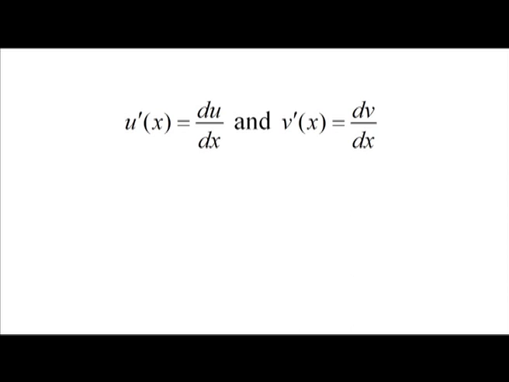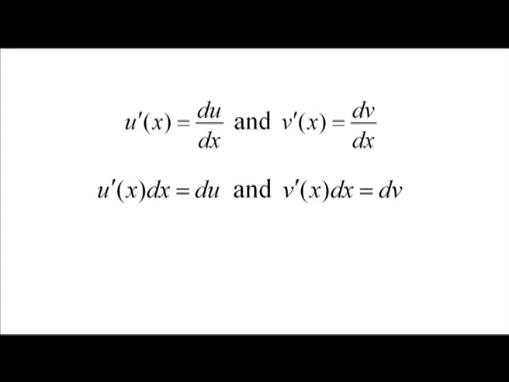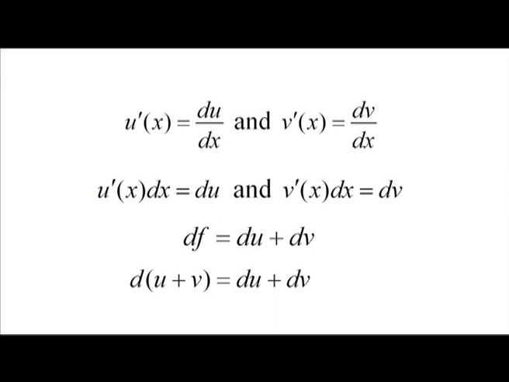Since u prime x is equal to du by dx and v prime x is equal to dv by dx, we have u prime x dx is equal to du and v prime x dx is equal to dv, and hence the above gives df is equal to du plus dv, that is d of u plus v is equal to du plus dv. This is the sum rule for differentials. Similarly, the following formulas for differentials can be derived.